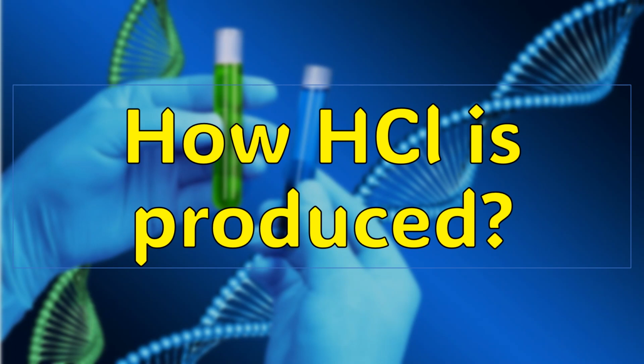Today we are going to see how HCl is produced in our stomach. This HCl is also called gastric acid. HCl is the best known component of our gastric juice, and you can call it HCl, hydrochloric acid, or gastric acid, it's the same thing. This is the secretory product of the parietal or oxyntic cells.